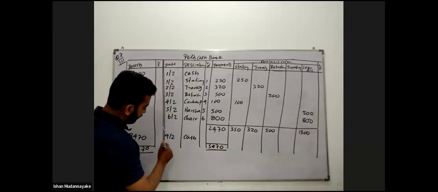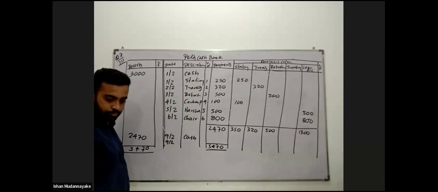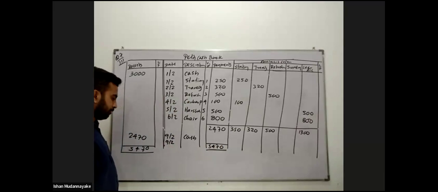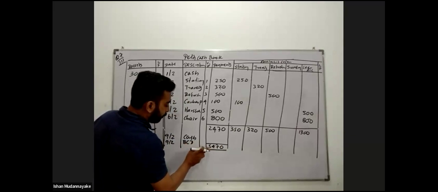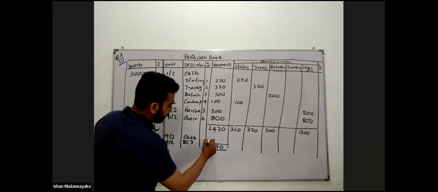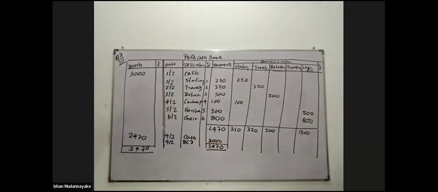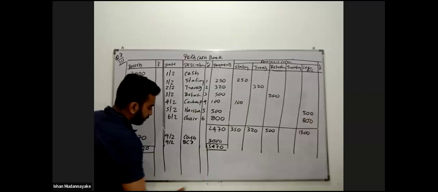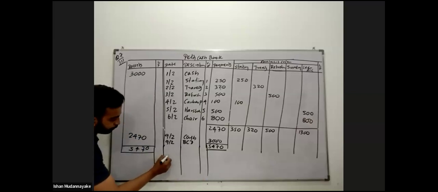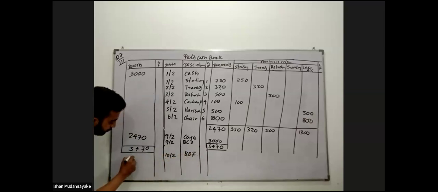And then here, 9 February, nothing to do. Balance carried down: 5,470 minus 2,470 is 3,000. Then 10 February, balance brought forward 3,000.